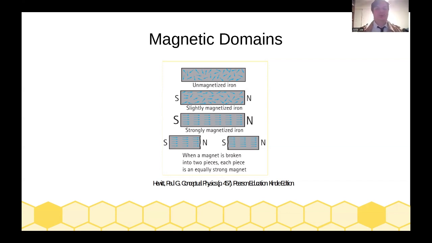When a magnet is broken into two pieces, each piece is an equally strong magnet, with south to north and south to north. You cannot have just a south pole or just a north pole.